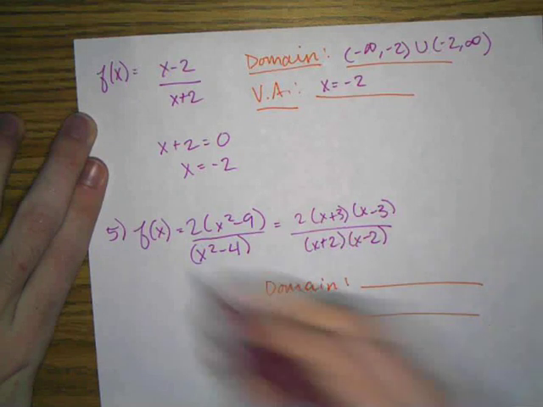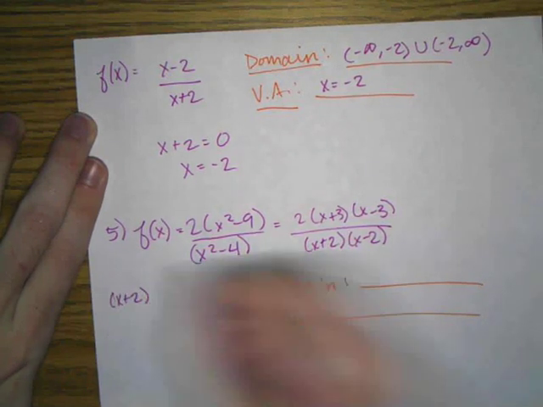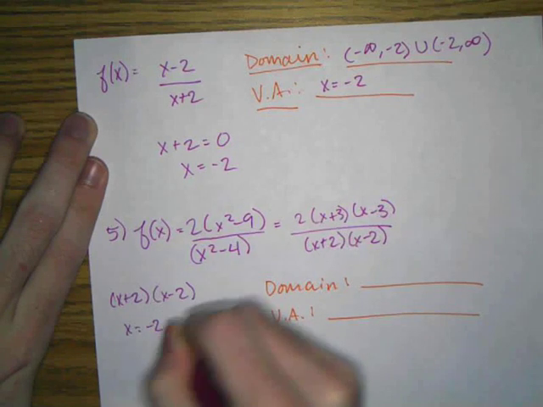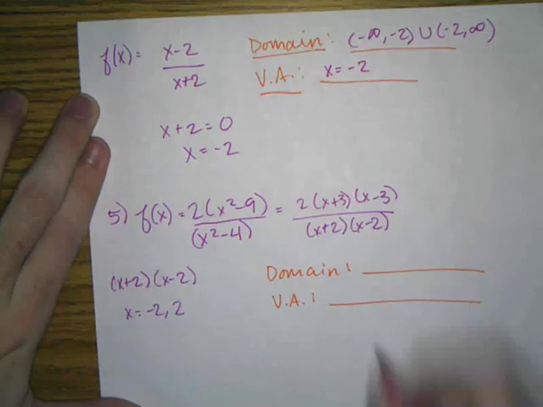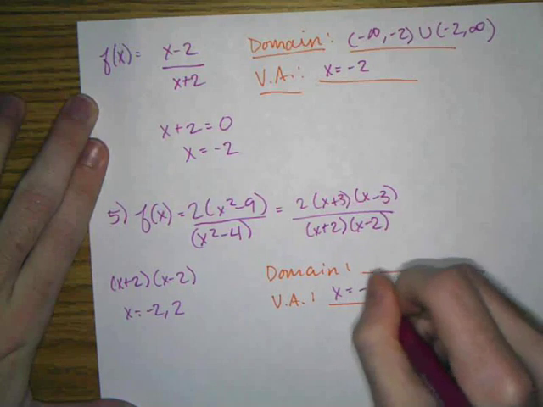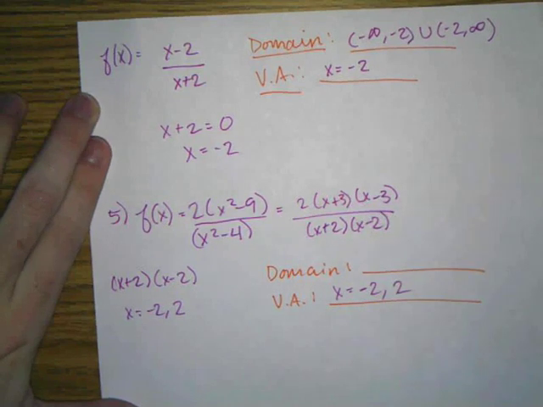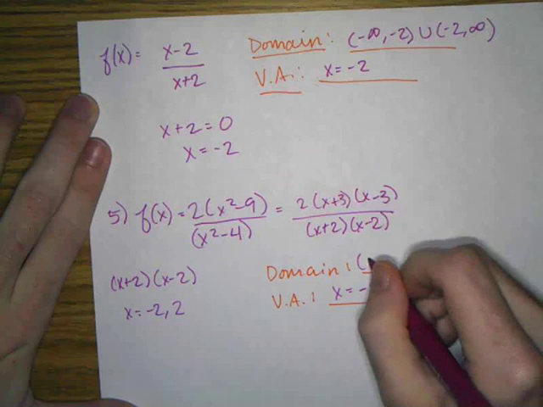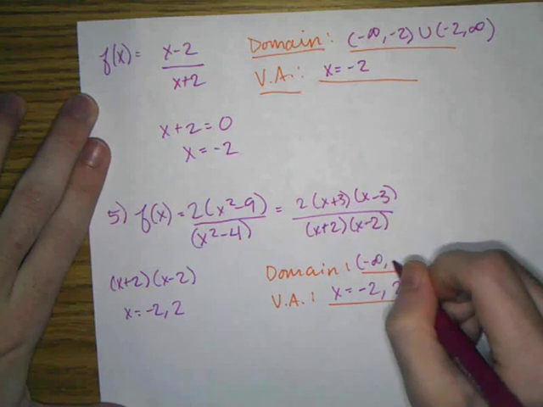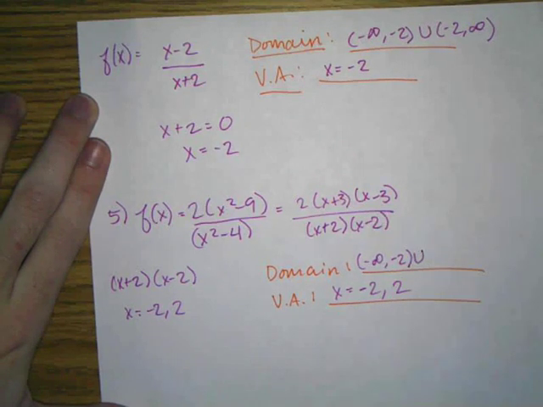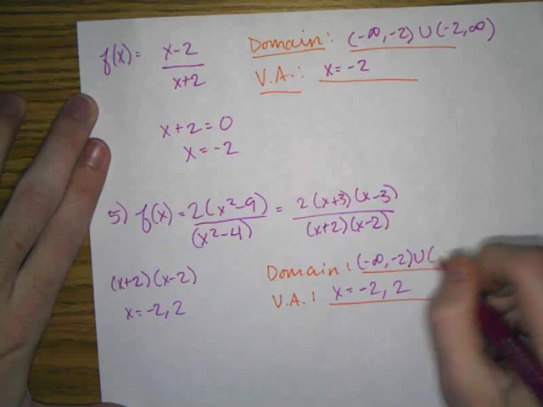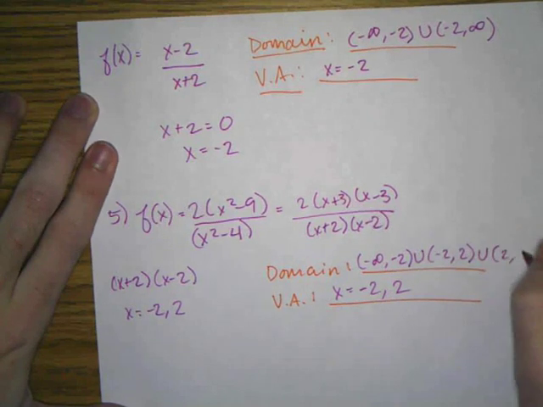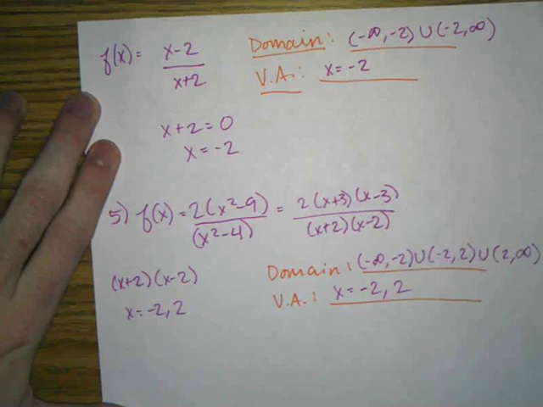The vertical asymptotes are where our denominator equals 0. So I get x is equal to negative 2 and positive 2. So we have vertical asymptotes at x equals negative 2 and positive 2. Now our domain is all real numbers except for these two. So our domain goes from negative infinity to negative 2, union, negative 2 to 2, and then union 2 to infinity. Okay?